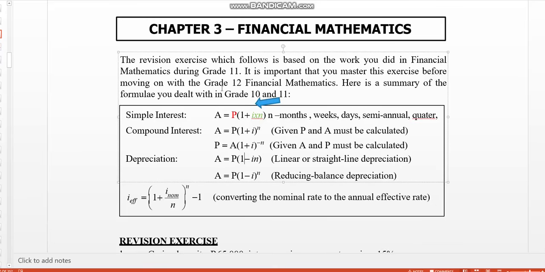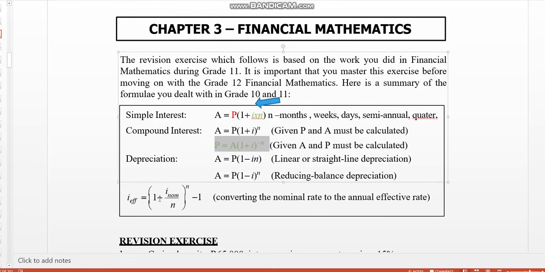And then here, what they did is to make P the subject of the formula. So if you make P the subject of the formula, you divide both sides by this part, the (1 + i)^n. When you divide both sides, you get this formula here, right? So that's how they got you to this.